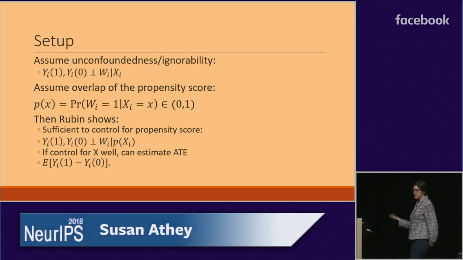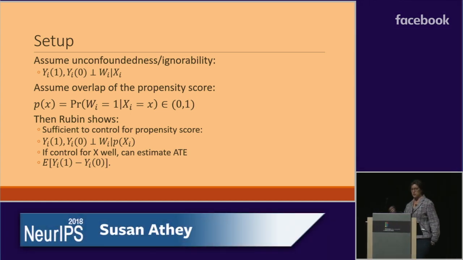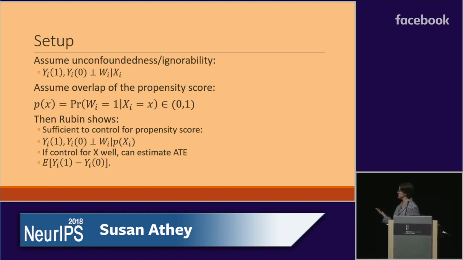Wi is the treatment, Xi are the features, and again, the unconfoundedness assumption is that if you condition on all the X's, these potential confounders, then after conditioning on them, the treatment assignment is as good as random.